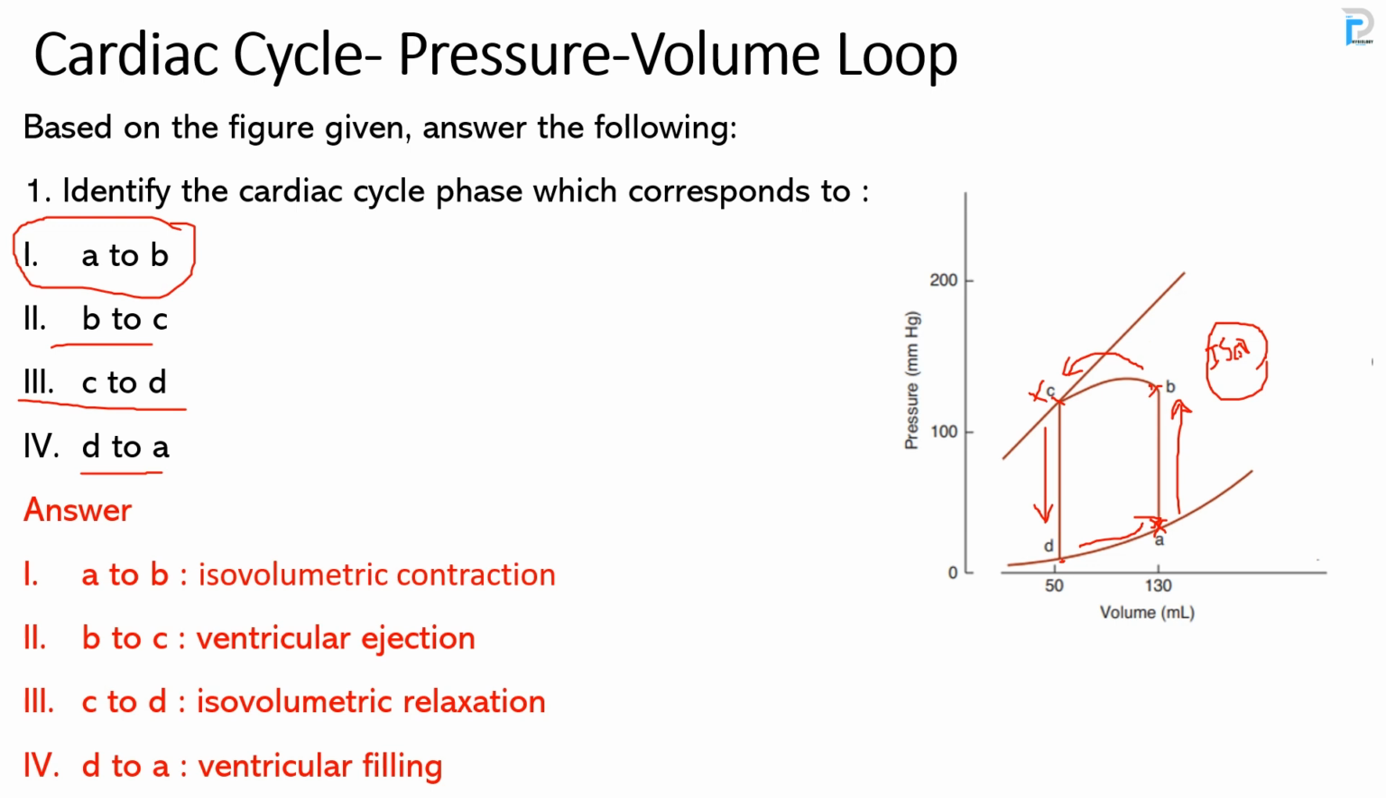relaxation. The ventricle starts to relax. No change in volume. No blood is coming in, no blood is going out. So there will be no change in volume, but the pressure decreases, and we call that isovolumetric ventricular relaxation. So: isovolumetric contraction, isovolumetric relaxation, ventricular filling, and ventricular ejection.